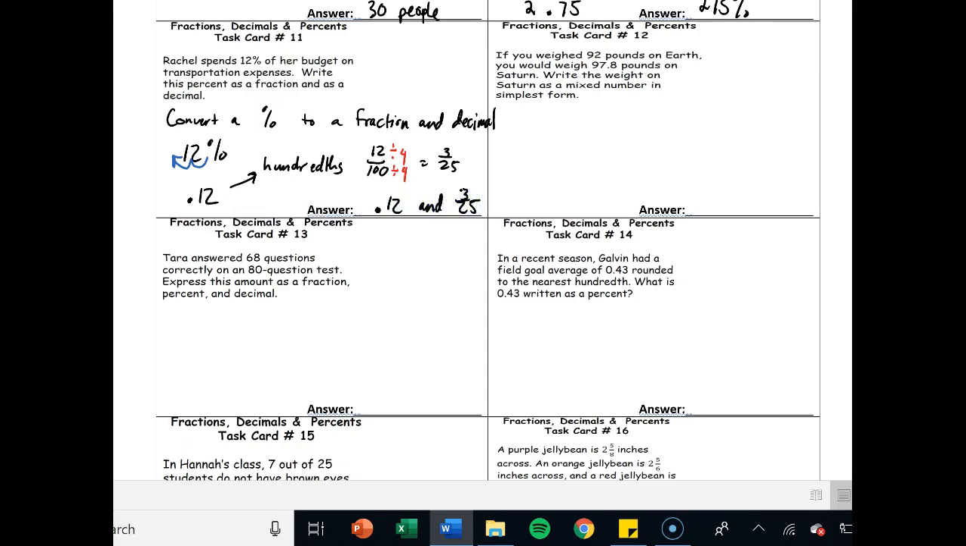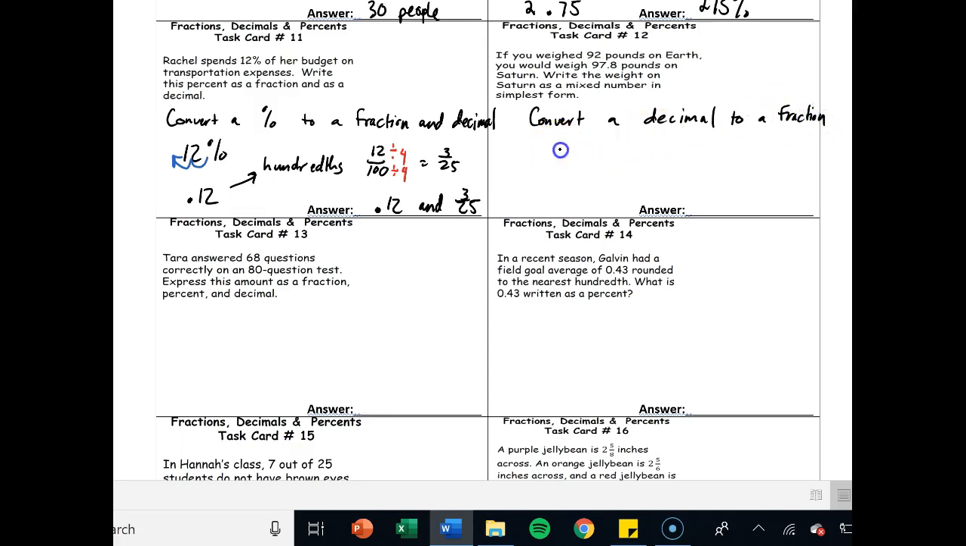Always simplify those fractions. Task card number 12, it says if you weighed 92 pounds on Earth, you would weigh 97.8 pounds on Saturn. Write the weight on Saturn as a mixed number in simplest form. So convert a decimal, right, 97.8, to a fraction.